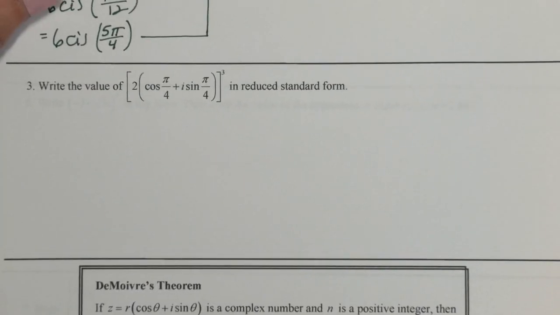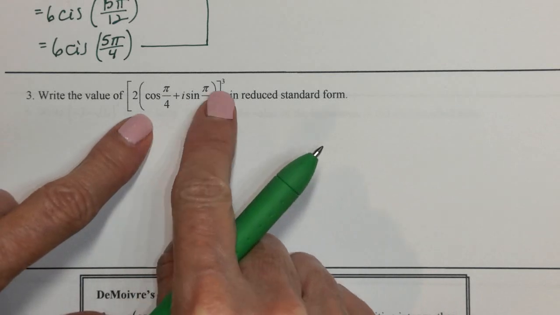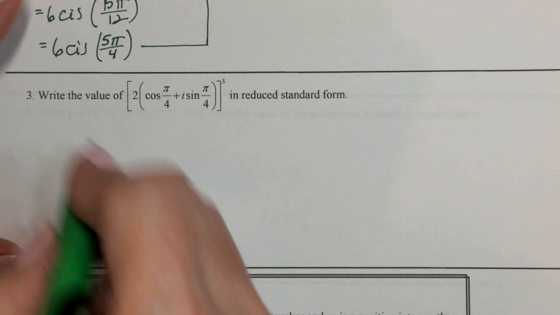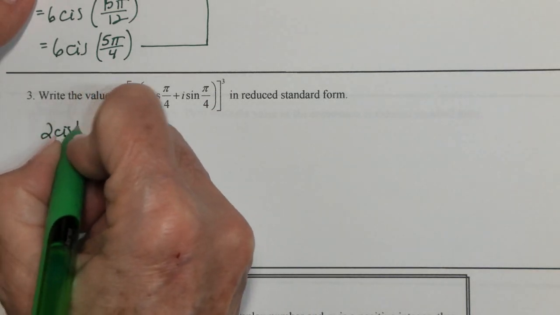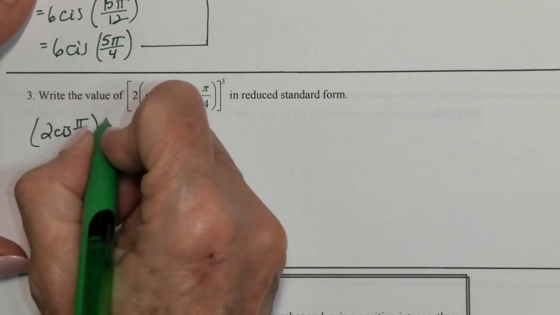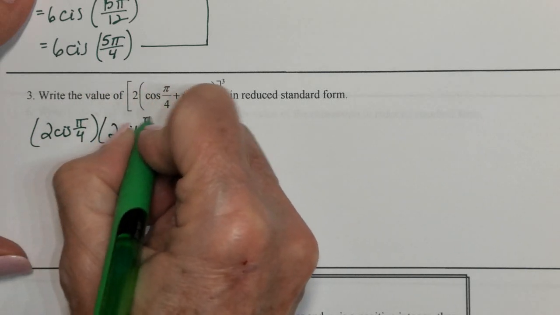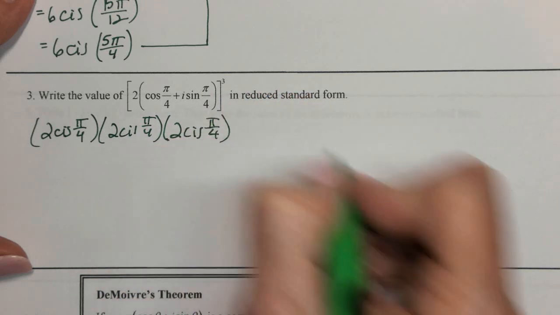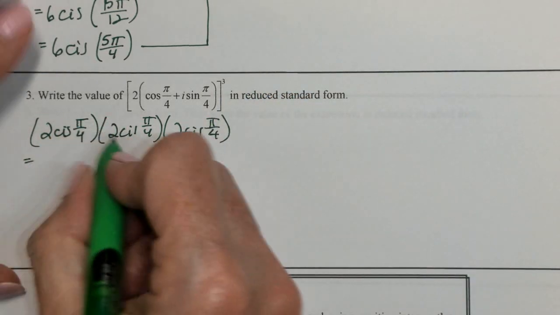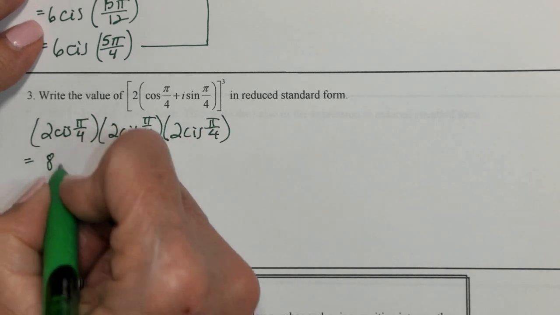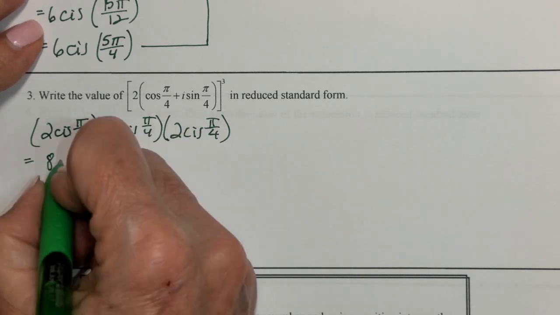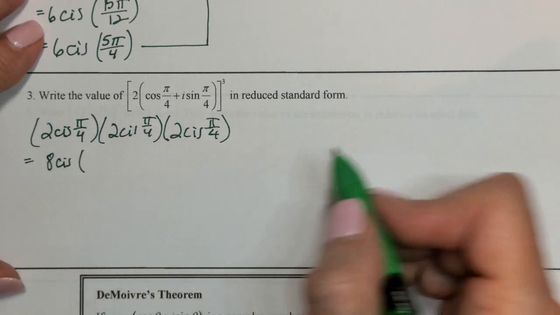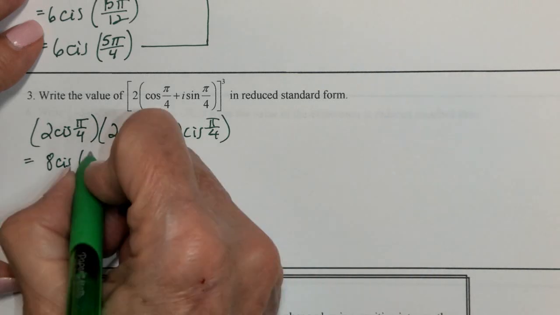Okay, what about this one? We are cubing this complex number. So I have 2 cis pi over 4 times 2 cis pi over 4 times 2 cis pi over 4. We're cubing it, right? So that's going to be 2 times 2 times 2, which is 8. Cis pi over 4 plus pi over 4 plus pi over 4. 3 times pi over 4 is 3 pi over 4.